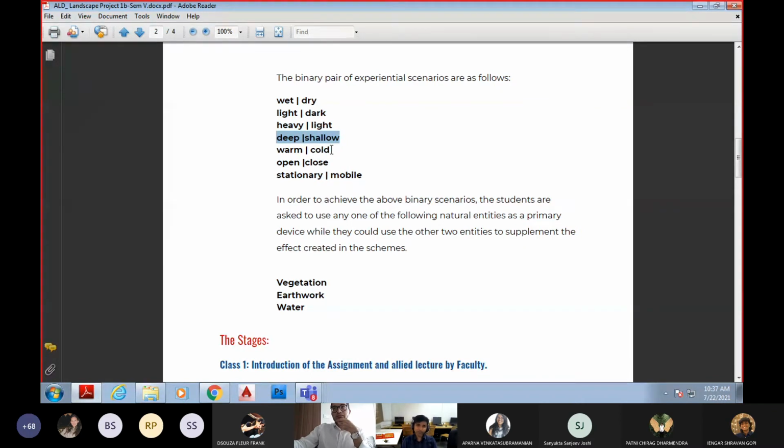Now, whatever I'm saying is what comes to my mind at the moment, but I'm sure if you explore it with your faculty mentors, you'll find there are umpteen ways of evoking the feeling of deep depth, or evoking the feeling of shallowness. Now, this could also be reinterpreted in many ways. It doesn't have to be a physical depth, it could mean something else as well. So that's what this assignment is about.